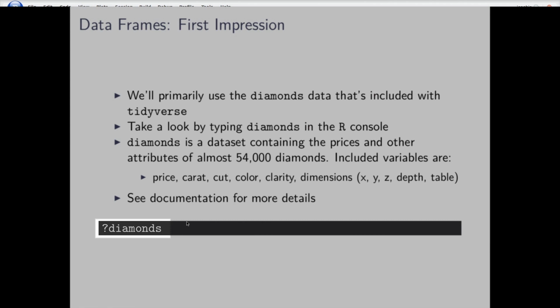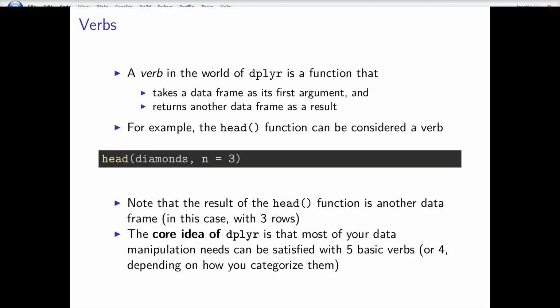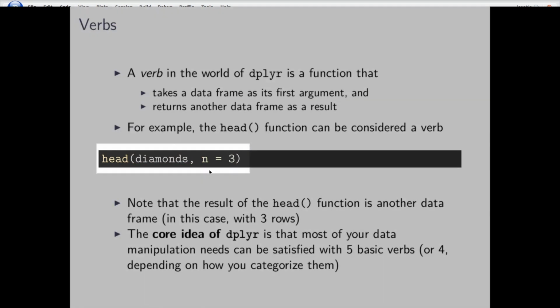Now, in order to use dplyr, it's useful to understand the concept of verbs. A verb in the world of dplyr is simply a function that will take a data frame as its first argument, and as a result, it'll return another data frame. For example, the head function that's in base R can be considered a verb, because if you give a data frame as a first argument in head, then what you get as a result of that function is another data frame. In this particular case, you would get a data frame with 3 rows.